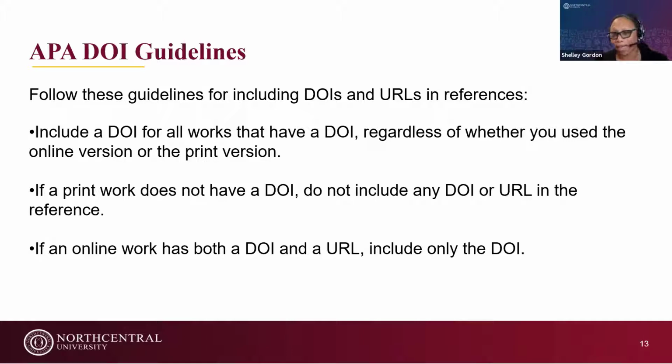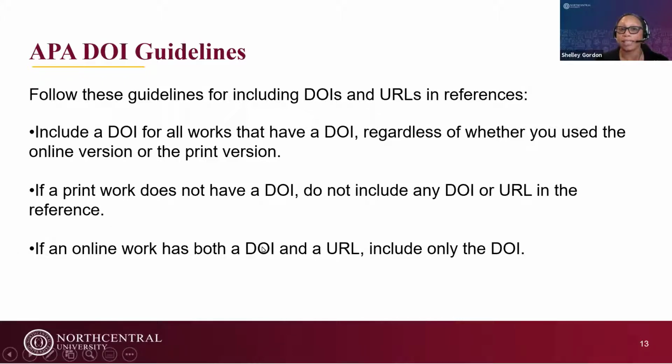So some of the DOI guidelines, and these are some of the questions that we get often. You want to include a DOI for all works that have a DOI. So regardless if it's a print version or an online version, if it has a DOI, include that in the source information, and that will be in the last section of the reference. If the print doesn't have a DOI, you don't need to include a DOI or URL. So if you have, let's just say you're looking at a hard copy of Time magazine and it does not have a DOI, then you don't have to include one.